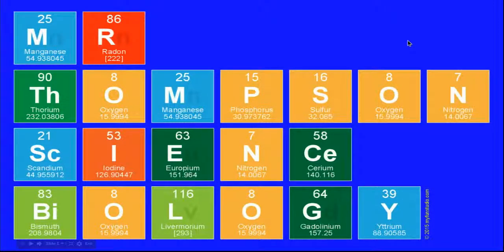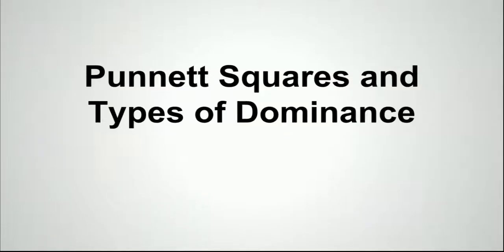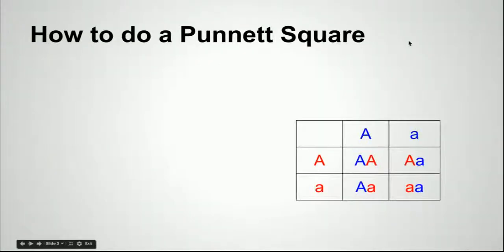It's Mr. Thompson's Science Biology. Today we're talking about Punnett squares and types of dominance. So first off, we got to look at the Punnett square and remember how to do it.